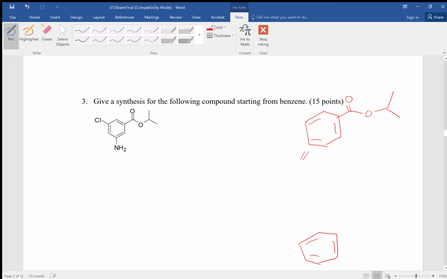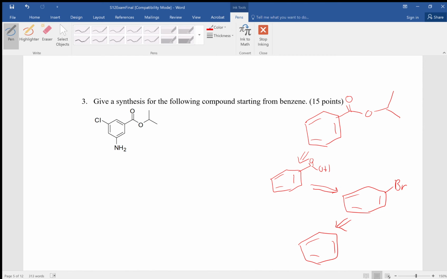Well, I know I can make an ester if I have a carboxylic acid. That's the Fischer esterification. And then we've learned a couple different ways to make benzoic acid from benzene. So I'm going to go for the easy one, which is to make bromobenzene and then use a Grignard to make the carboxylic acid.